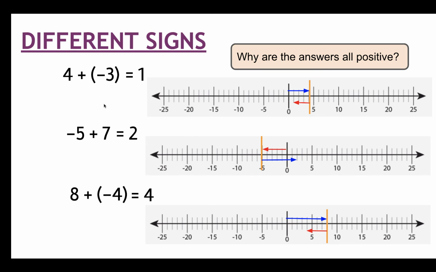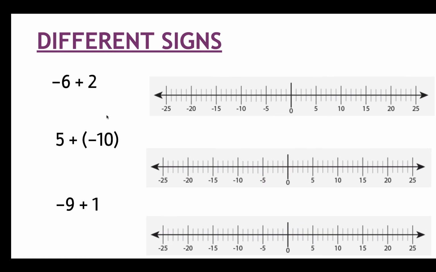Let's look at 3 more examples. We're in the same box titled different signs. Go ahead and write this one down. Negative 6 plus 2. So I need to find negative 6 on my number line. There it is. I'm adding 2. Am I going to take 2 steps to the left, looking at those negative values? Or am I going to take 2 steps to the right, looking down the number line at those positive values? 2 steps to the right. Where does that bring me? Negative 4.